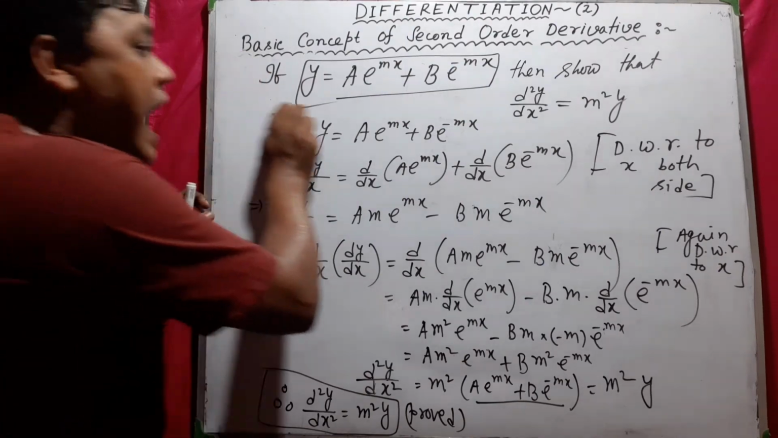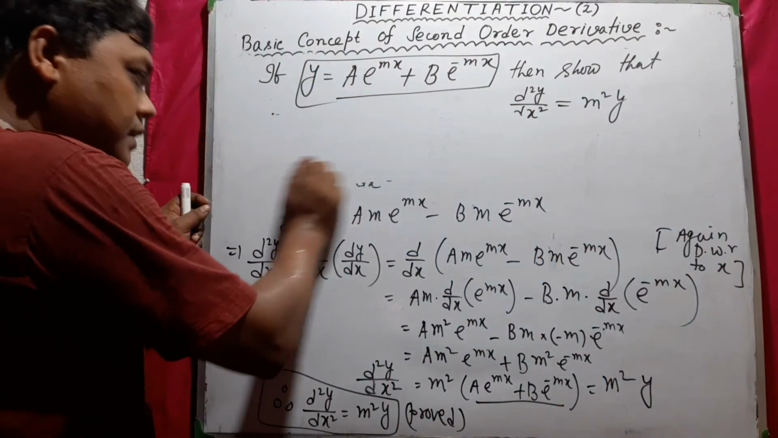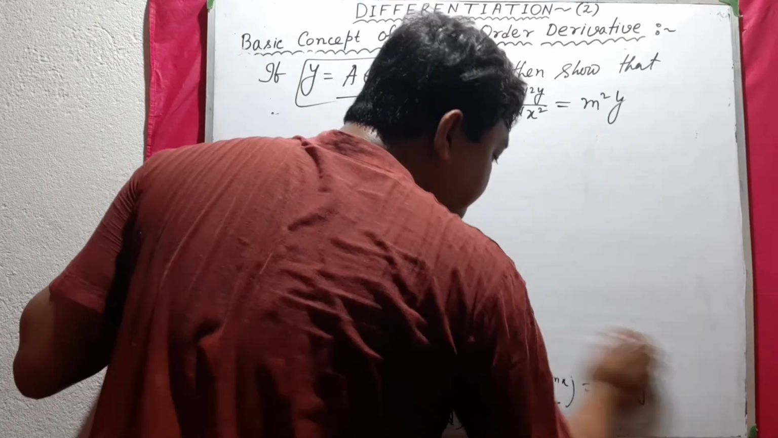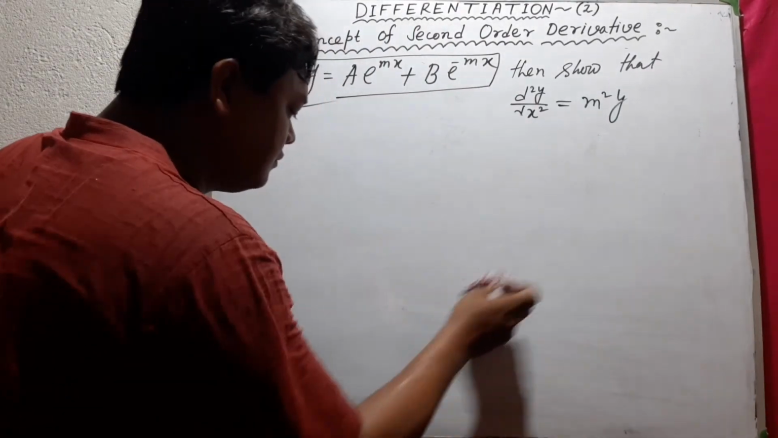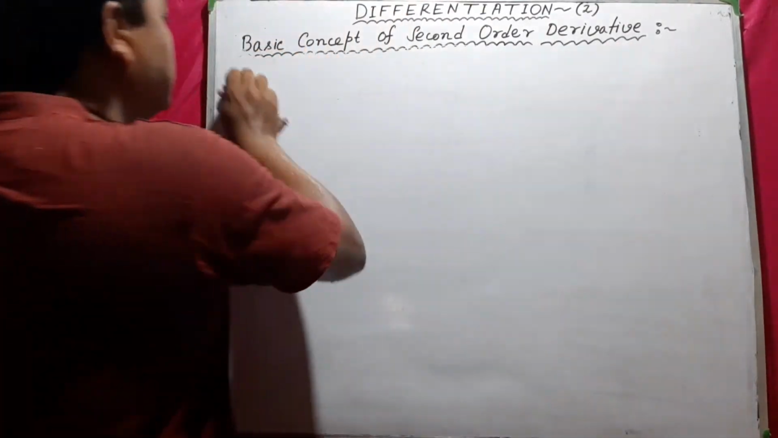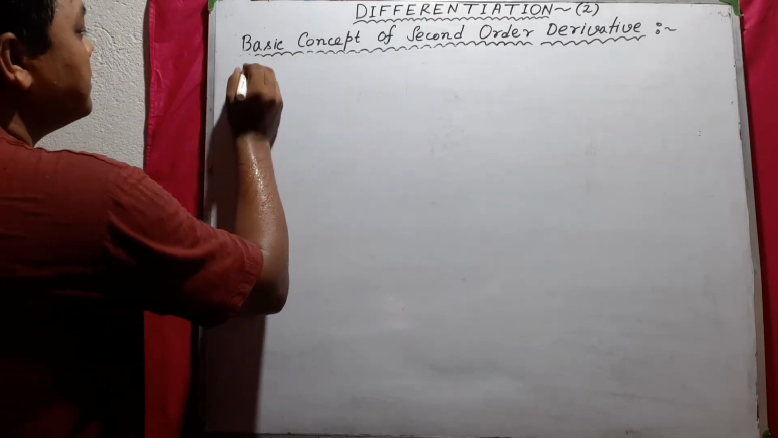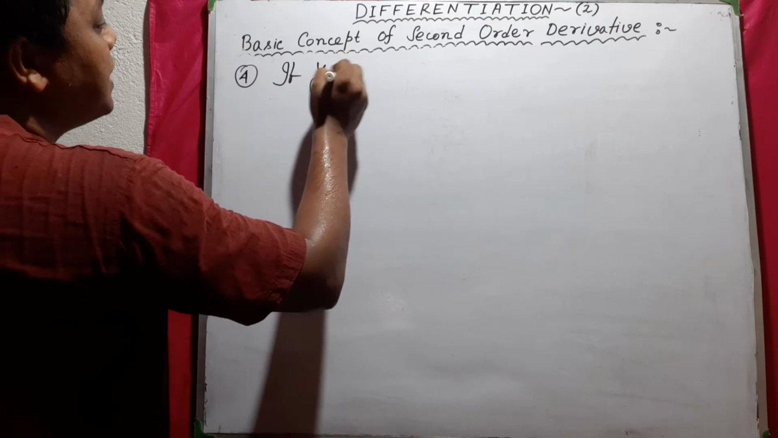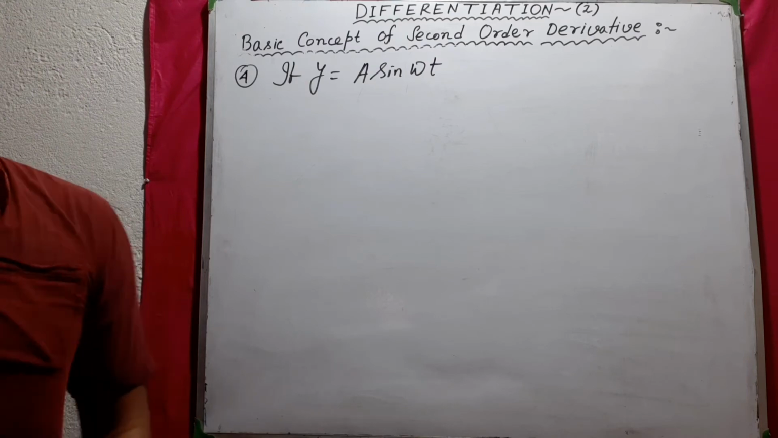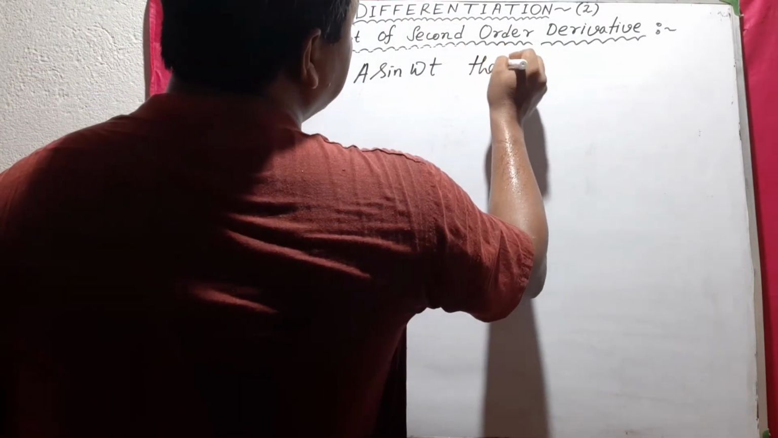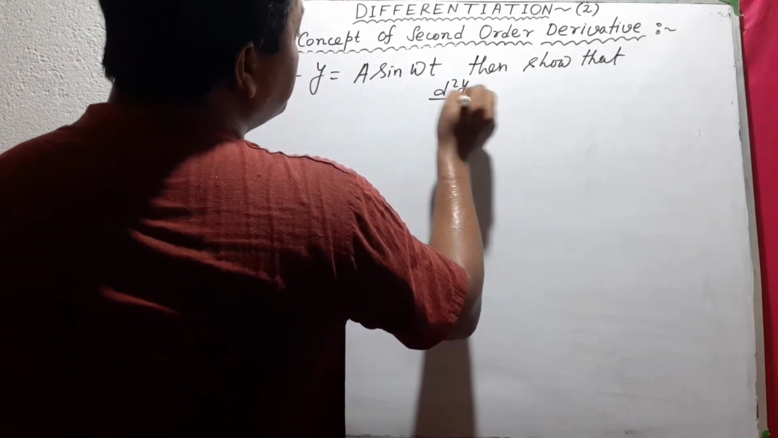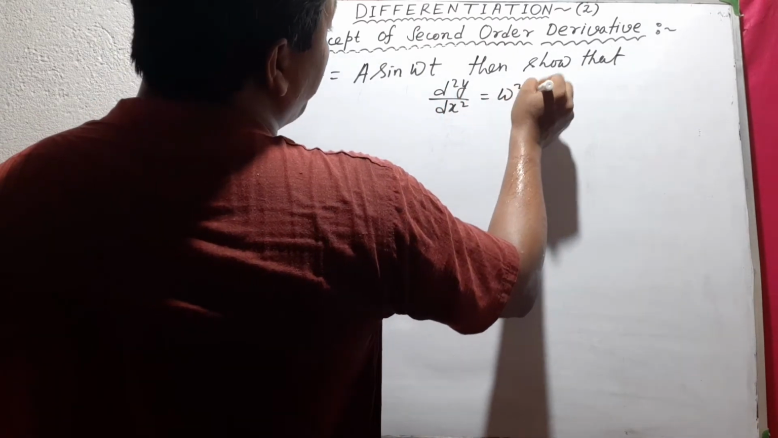তো আরেকটা প্রবলেম করছি, তোমরা একই রকম কায়দায় ভিডিওটা পজ করে দেবে, তোমরা সলভ করবে, যদি সলভ করতে অসুবিধা হয় তখন ভিডিওটা দেখবে। ওকে, চার নম্বর, if y equals a sin omega t, then show that d2y/dx2 equals omega square over y.